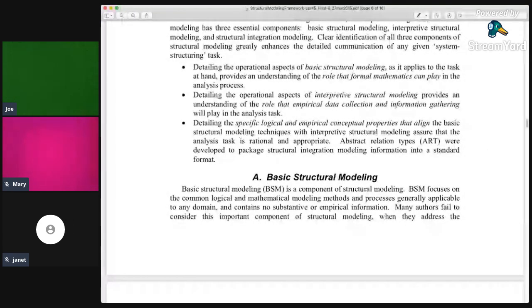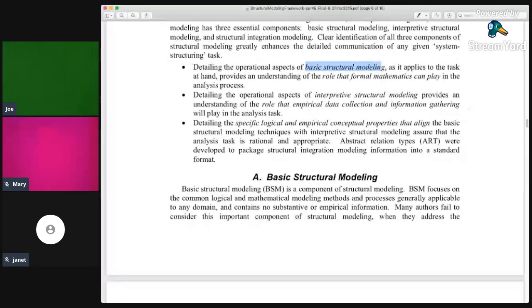In detailing the operational aspects of basic structural modeling, this is essentially in the mathematics component. In Combs' work, this is basic mathematics. He's pointed out a different way of using the logic than the more common way. And with the union combination rule, URC, union rule combination, that basically then is over in our mathematics area, in the formal mathematics.